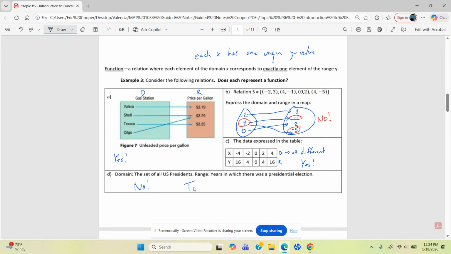An example is currently what we have right now. If you look at President Trump, he has been elected twice, once in 2016 and once in 2024. Trump would be the domain because he is a U.S. president, and it's going to 2 different years in which there were a presidential election. That means this is not a function.